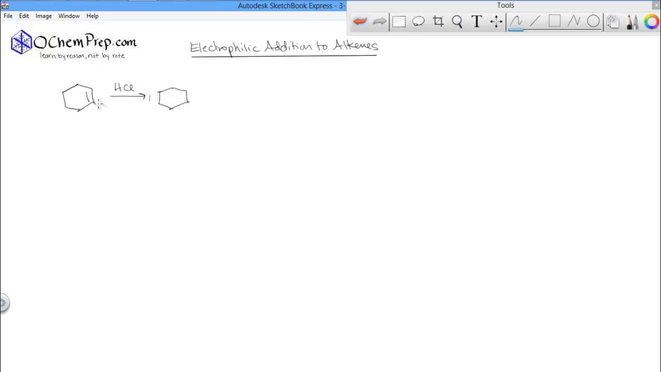One H goes to one end of the double bond, and the Cl goes to the other, and you end up making chlorocyclohexane. Now the mechanism tells the story. Every single bond-making and bond-breaking event gets an arrow. So if we remember the pi bond here is not as strong as all the other bonds, so it will break and pick up that H. Now there's a bond between this H and this Cl, and those electrons end up going toward the chlorine.